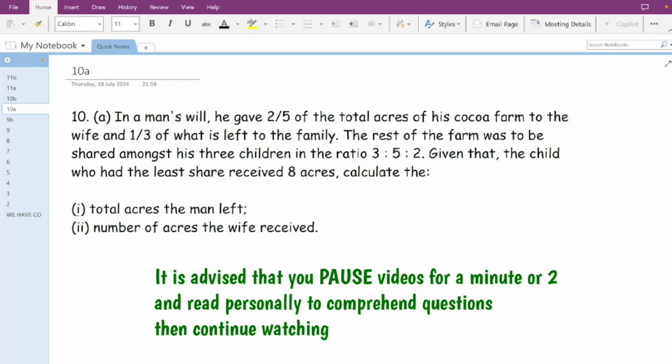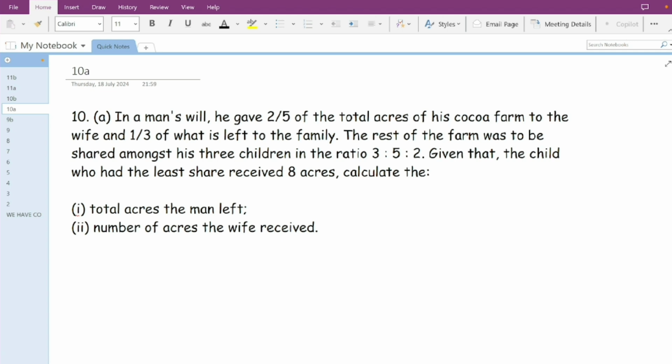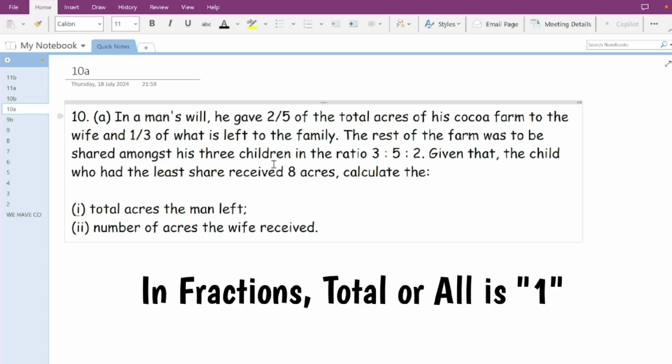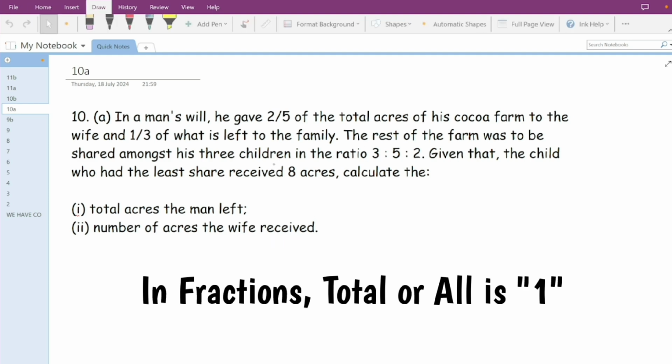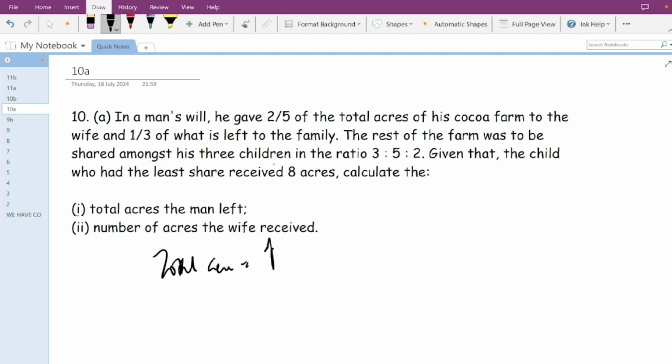Now this question is a straight question and it's not really all that hard if you understand the principle behind word problems and fractions. So we have it. In a man's will, he gave 2/5 of the total acres of his cocoa farm to the wife. In cases like this, the total acres of the cocoa farm is regarded as 1. So you will now write total acres is 1. He gave his wife 2/5, so we know the wife received 2/5 of it.